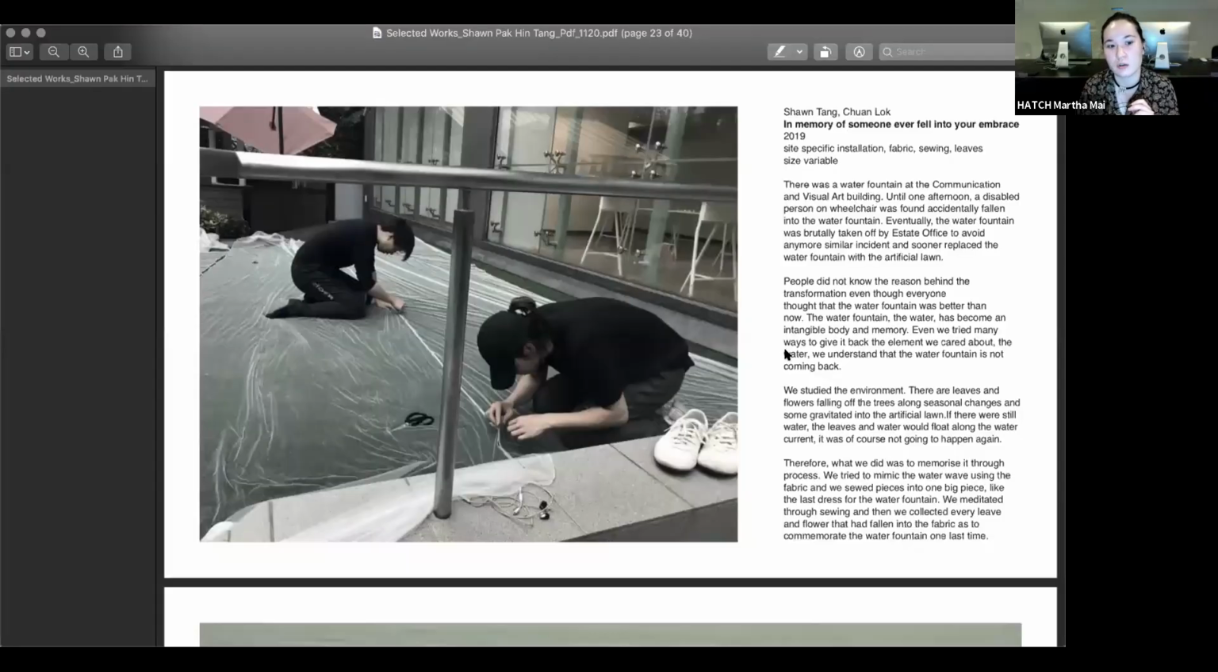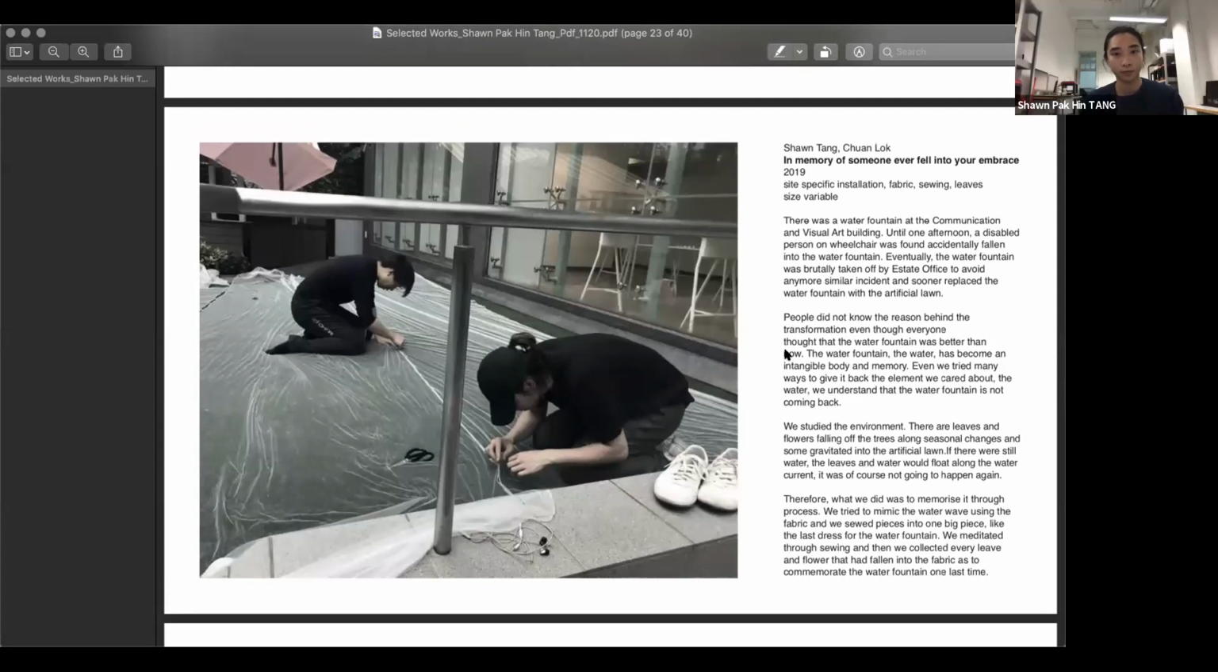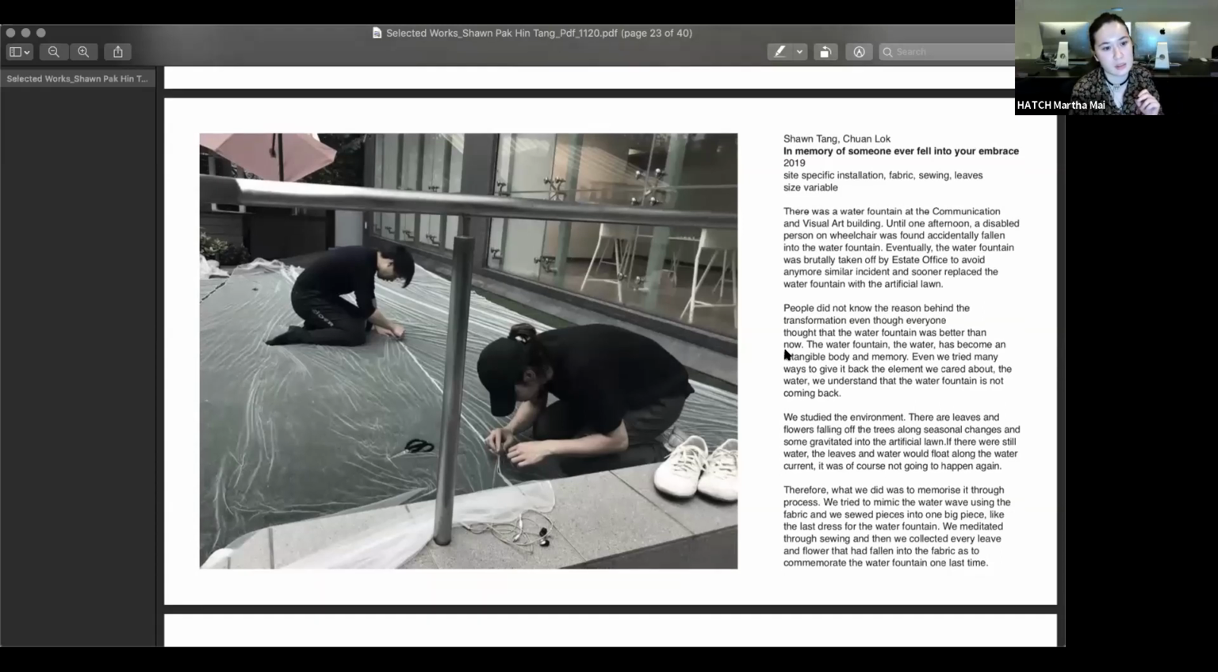I felt like a lot of his work references someone else's memory and experience. You can see it in his other works that we have not shown, like In Memory of Someone Who Fell Into Your Embrace, or the essay written in the 60s, or even the one we just saw, The Chorus and 2 Sons, or Borrowed Time. They're all about referencing someone else's memory, and he adds his own interpretation of that experience. I wonder if Shawn himself noticed this pattern, and if so, is there anything in particular that influenced him in doing so?